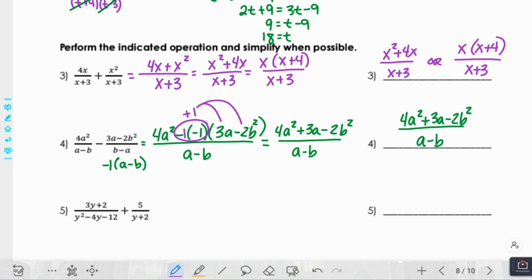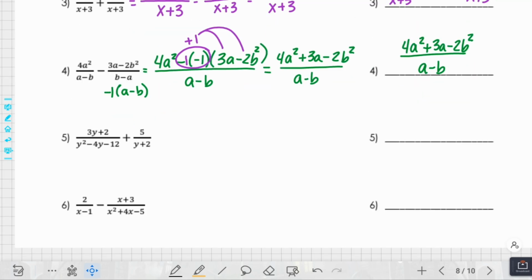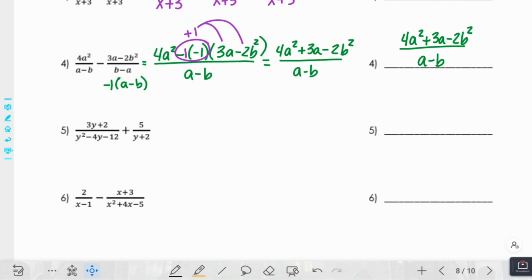Okay, on the next one. Once again, you want to start by factoring what you can. So you have y squared minus 4y minus 12. That's going to give you y minus 6 and y plus 2. So you're going to notice that on this one I don't have an equal sign, but I do have a plus sign. And my second fraction only has a y plus 2. In order to get a common denominator, you have to multiply by a factor of 1. That way you're technically only changing the way the fraction looks, not the value of it. So I'm going to multiply both my numerator by y minus 6 and my denominator by y minus 6.